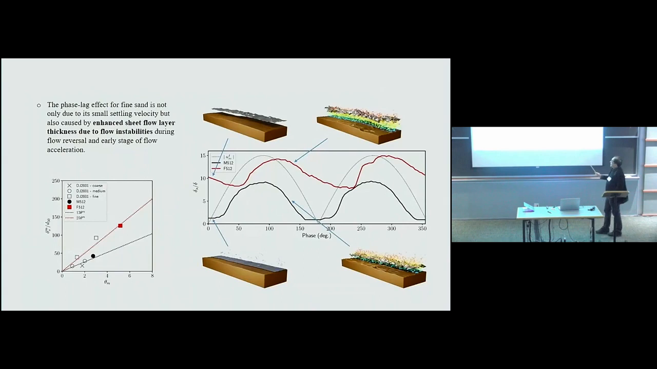So, in summary, we think that the so-called phase lag effect for fine sand is not just about small settling velocity. It is also about the fact that the shear layer thickness for fine sand has been significantly expanded because of the occurrence of instability. And that's why the Reynolds average model couldn't do it, because you cannot simulate that generation of instability.